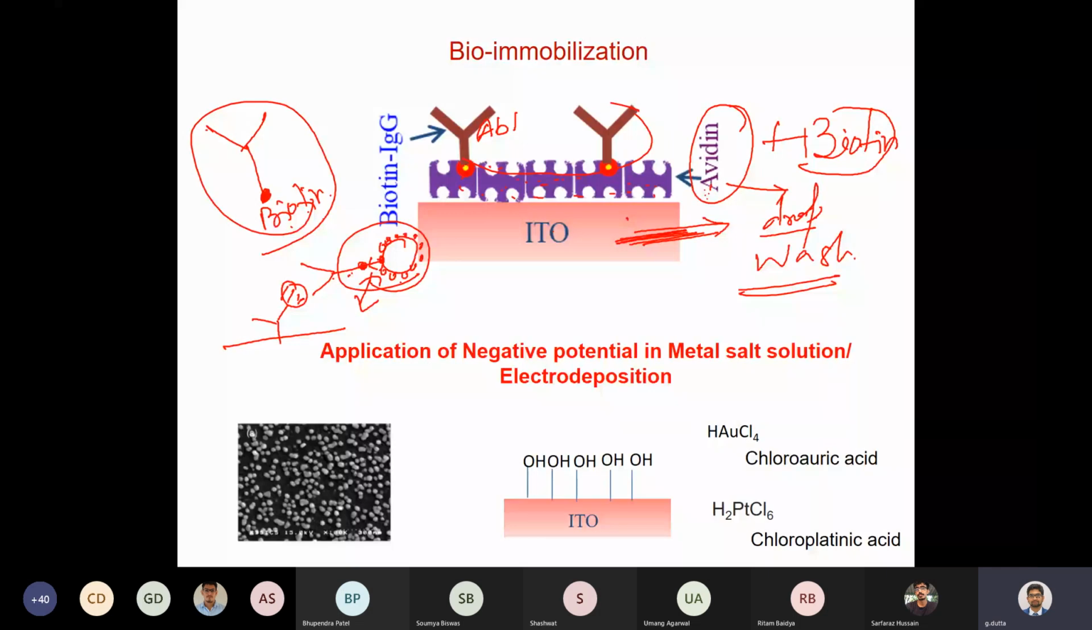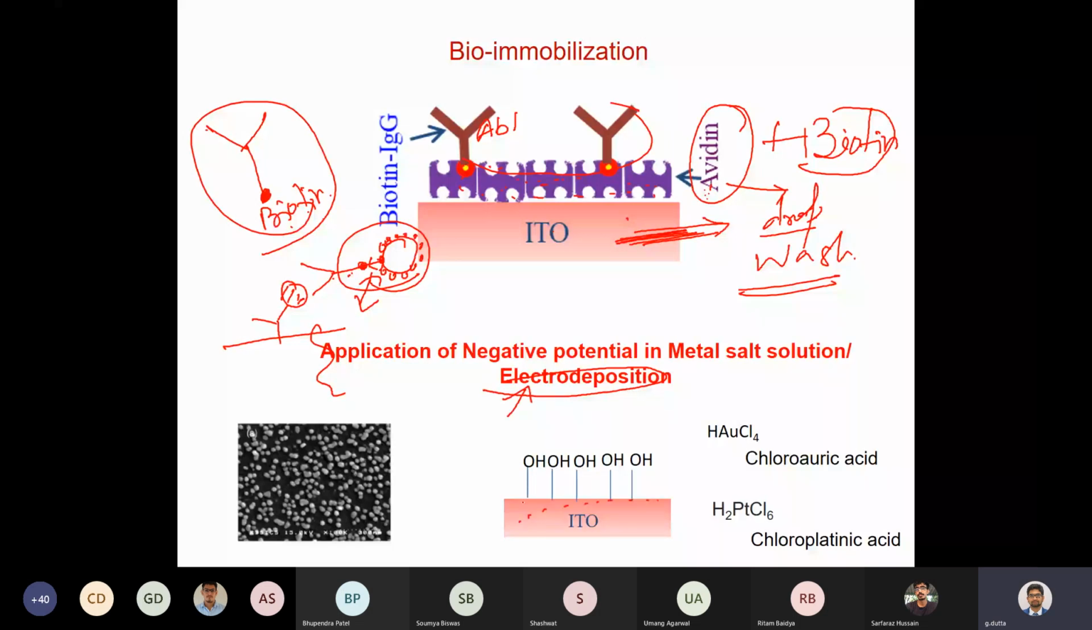Another procedure for binding the antibody on the surface is called electrodeposition. Another technique I will teach you, electrodeposition, is an electrochemical technique. On the electrode surface, that is already clean. That I already taught you.